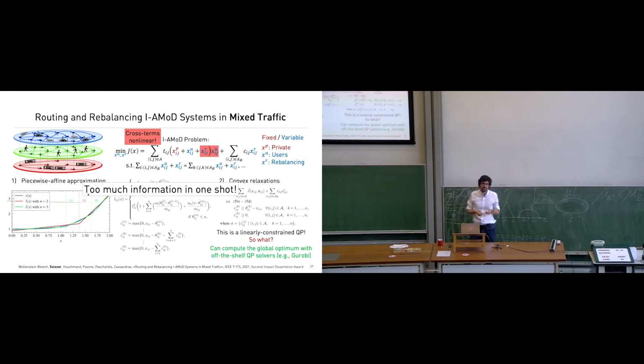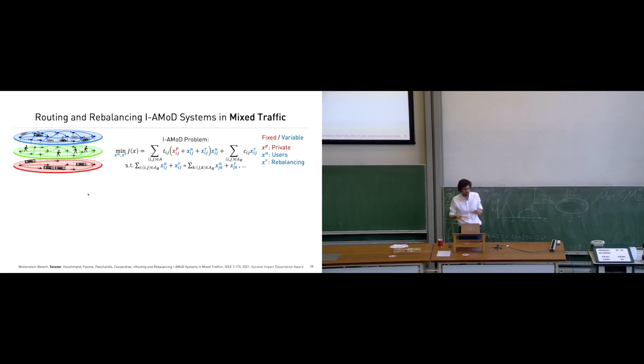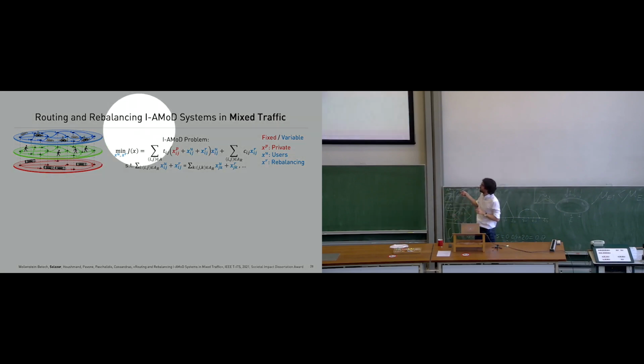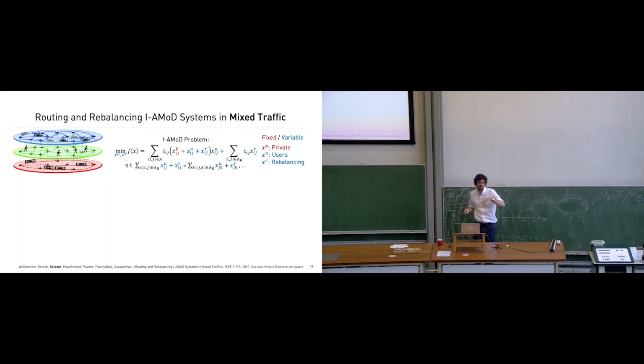Too much. What I could do, assuming I have a technical audience that more or less knows what I'm talking about, is spoon feeding. I start with this, and I'm going to describe: our objective function is to minimize travel time for users. Users are XU. XP are private vehicles we cannot control. And XR are empty vehicles that are rebalancing. So I can control the users and the empty vehicles.